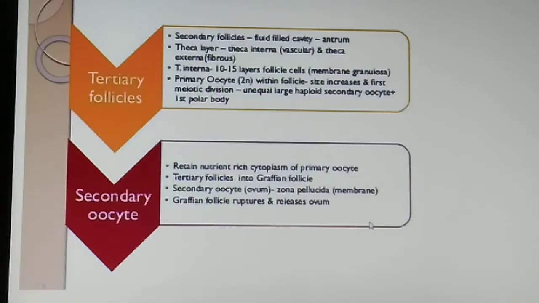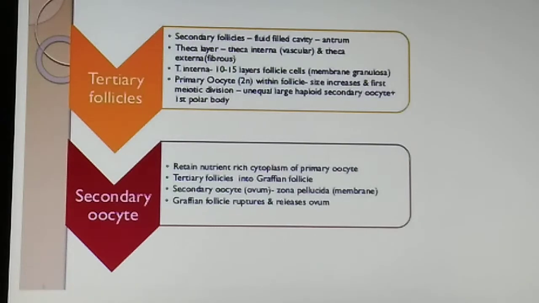Now the secondary follicles soon transform into the tertiary follicles, which are characterized by a fluid-filled cavity known as the antrum. Now, students, the theca layer is organized into an inner theca interna and an outer theca externa. Now here, it is the stage where the primary oocyte within the tertiary follicle grows in size and completes its first meiotic division. Now, students, it is an unequal division, resulting in the formation of a large haploid secondary oocyte and a tiny first polar body.